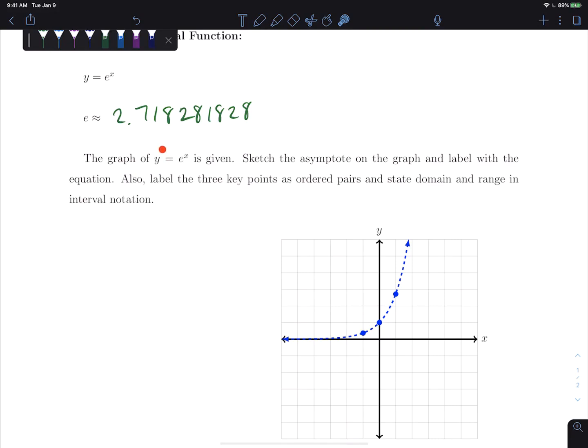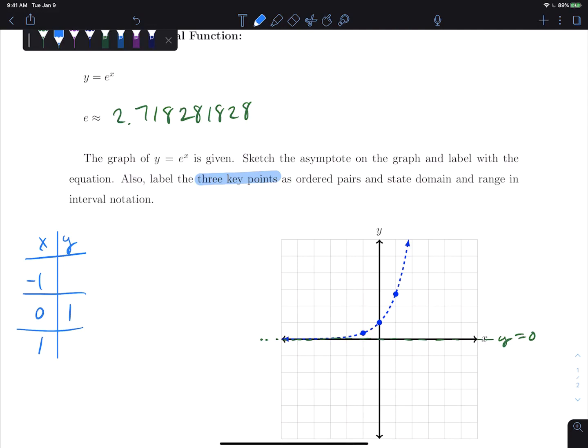So the graph of y equals e to the x power is given, and we want to sketch the asymptote of the graph and label it with the equation. So notice that the asymptote is just the x-axis again. In other words, y equals 0. Also label the 3 key points as ordered pairs and state the domain and range in interval notation. So to do that, the 3 key points, let's just use an xy table. The 3 key points are not going to change, at least for the beginning. x is -1, 0, 1.